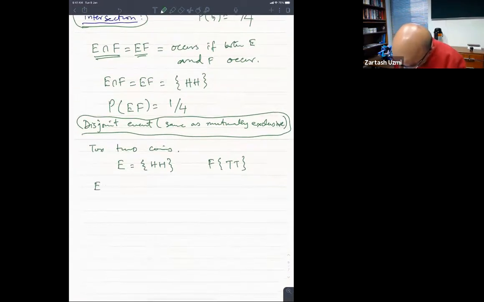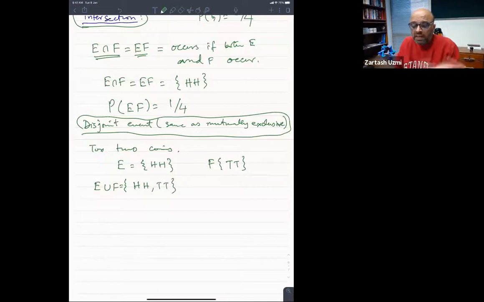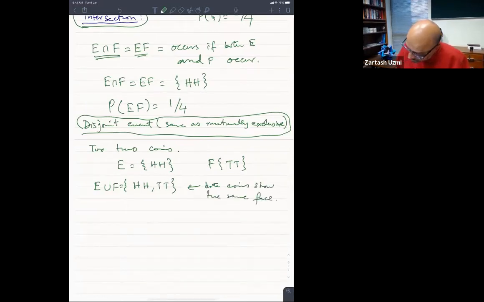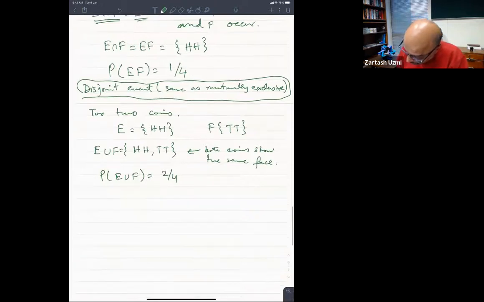What is E union F? This would be HH or tail tail. Okay, both coins show the same face. What is the probability of E union F? अभी ऊपर हमने देखी है. Answer in the chat window. 2 out of 4. Thank you whoever has answered. Kab bin Abed, Hasan, Salman, etc. बहुत सारे लोगों ने जवाब दिया. Thank you very much.